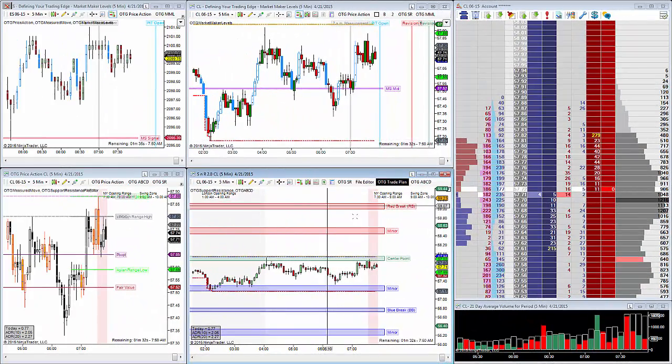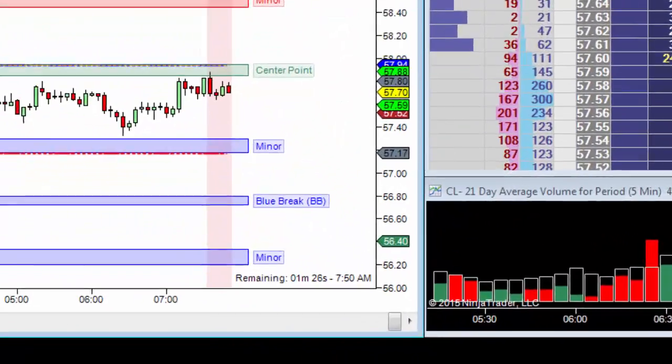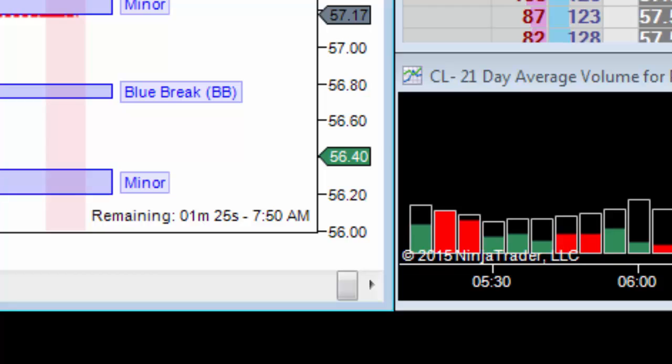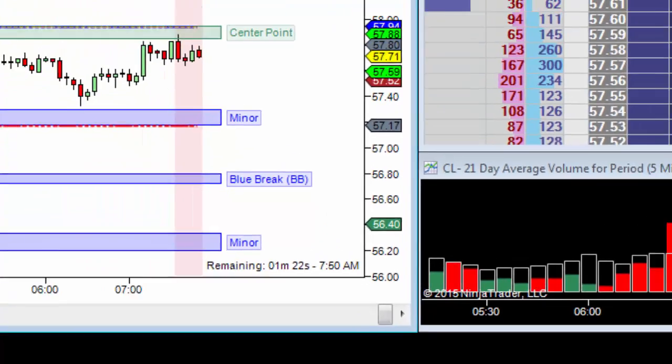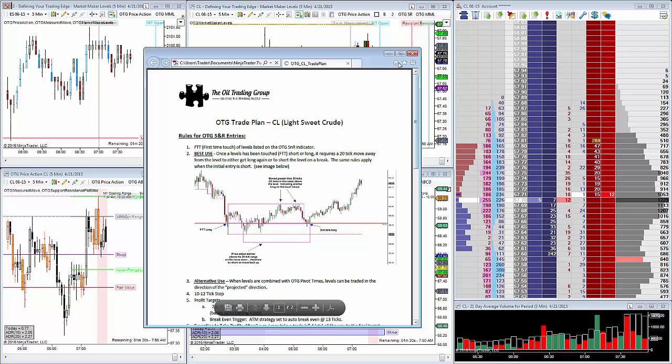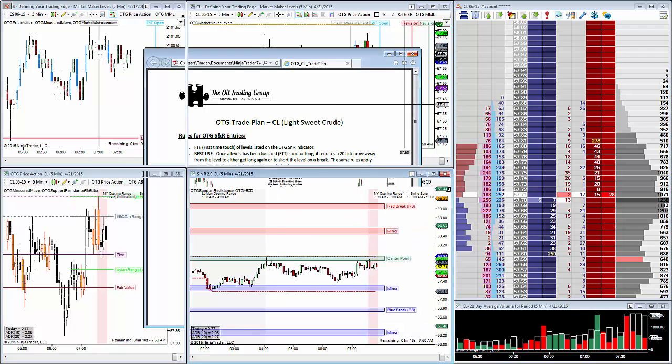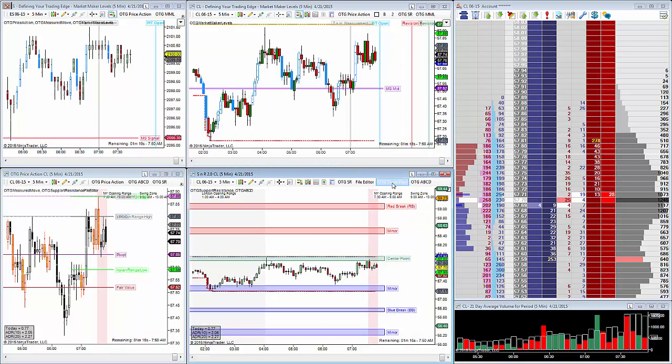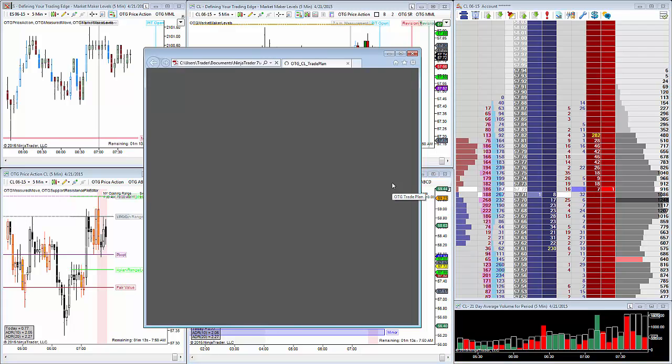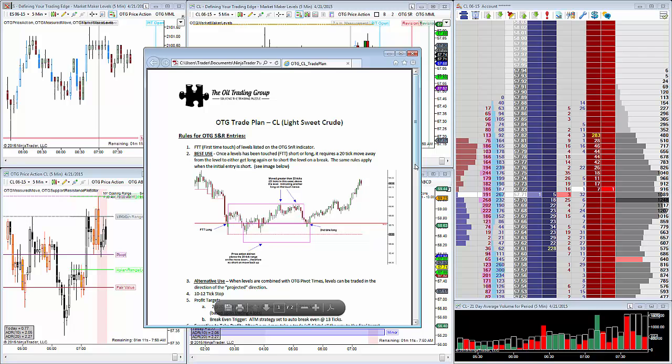So let's spend some in-depth time on that here today. First of all, if you are a regular subscriber to the OTG program and you have the new support and resistance indicator, along with that indicator was the ability to download the trade plan. The OTG trade plan will be bolted to the top of your chart. You just simply select that indicator and it will pop up the OTG trade plan.